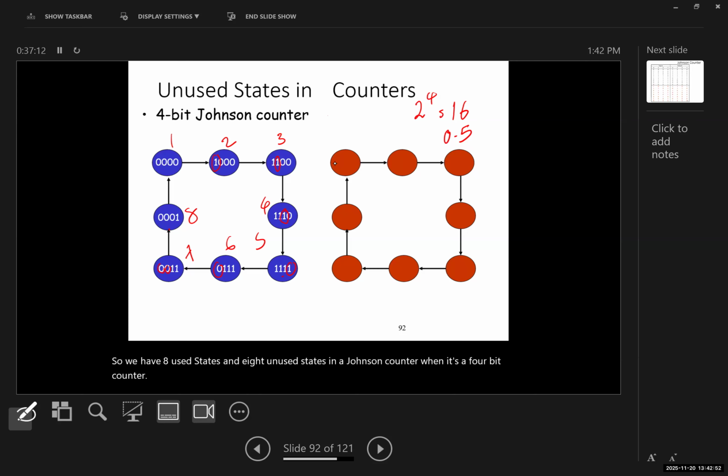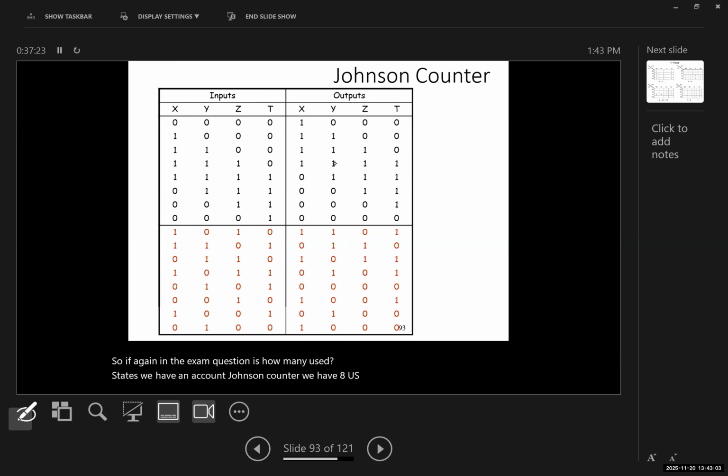So if, again, in the exam, the question is how many used states do we have in a Johnson counter? We have 8 used and 8 unused states. And these, which are in black, show the used states, and the red ones show the unused states.